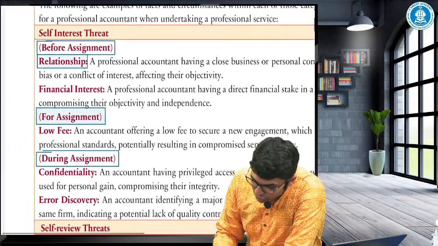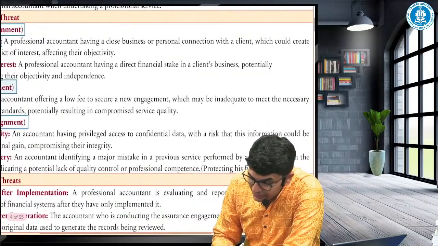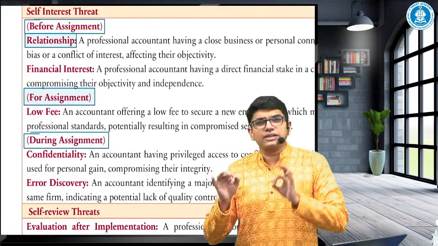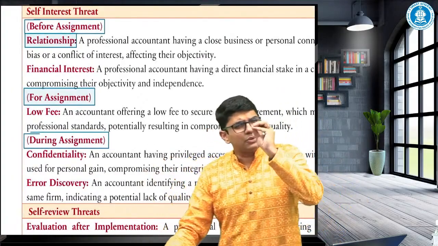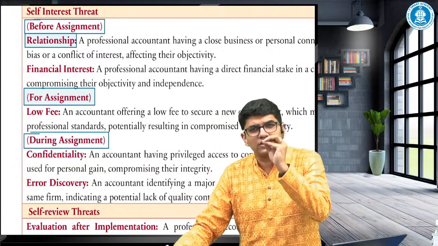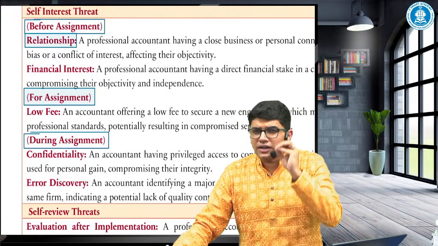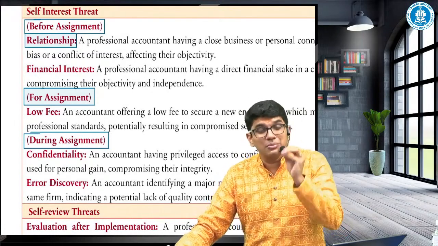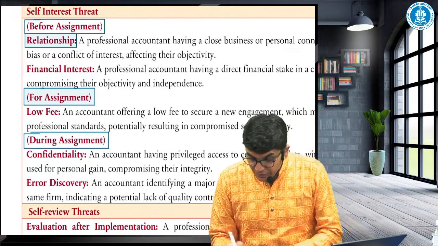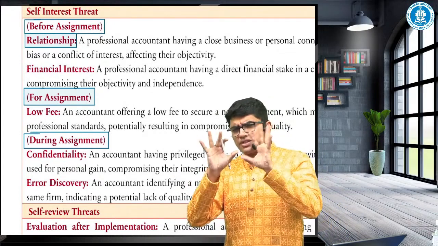Relationship. A professional accountant having a close business or personal connection with a client could create bias or a conflict of interest affecting their objectivity. So you need to explain only one simple thing: if there is a close business relationship or connection with the client, the chartered accountant will be under pressure to protect it. He will be under a lot of threat to compromise with fundamental principles.